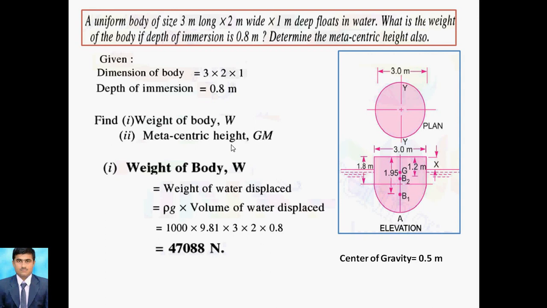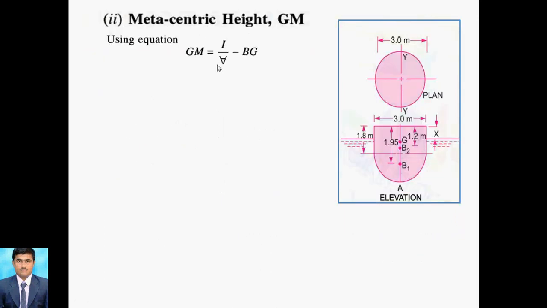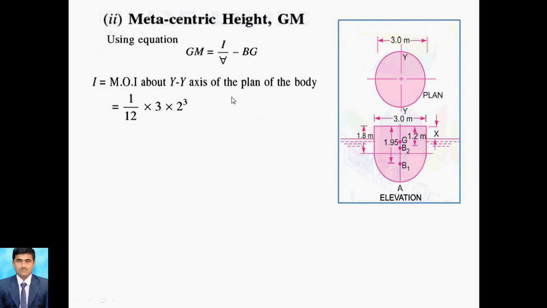As you know, the relation for the metacentric height is GM is equal to I upon V minus BG. First of all, we go for the moment of inertia. This is the formula for finding out the metacentric height, the same formula already discussed. I is nothing but the moment of inertia, that is BD cube by 12. Here the plan is circular, but I can take 1 by 12 BD cube.